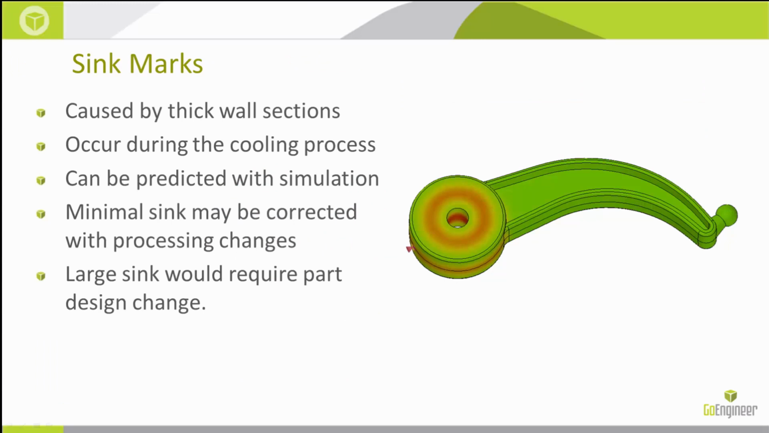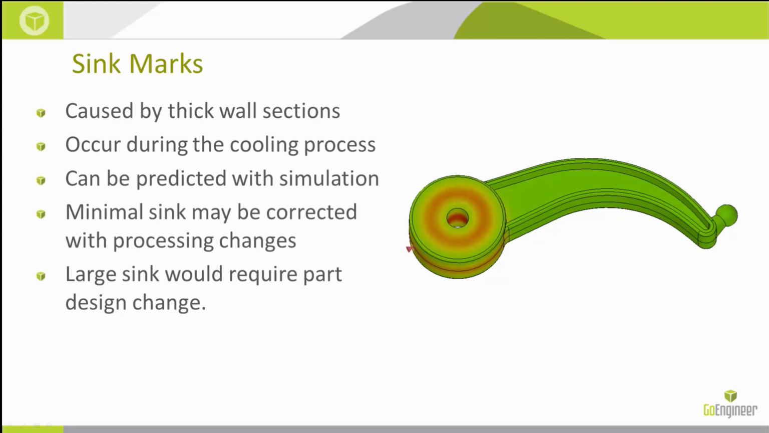One of the key things we look at in our molded part design is that if you have non-uniform walls, you end up with sink marks. The sink marks are caused by thick wall sections. The sinking will occur during the cooling process. So if you have very thick wall sections, when the part comes out of the mold, it may look good, but if the inside of the part still has molten material in there, that may sink in, causing the sink during the cooling process. The sink marks can be predicted with simulations.